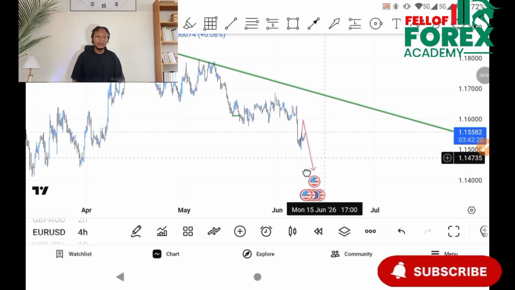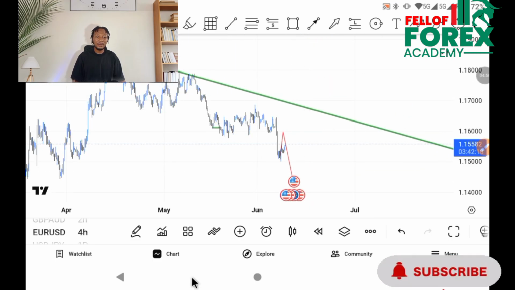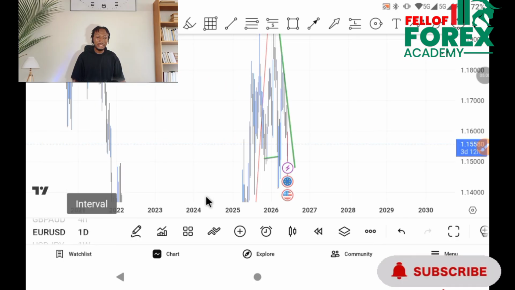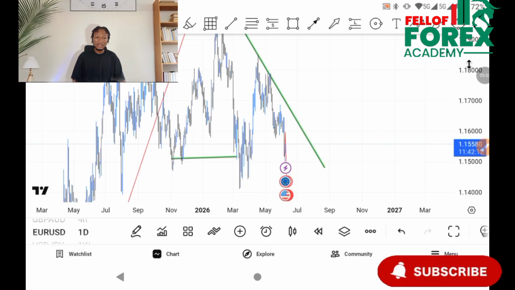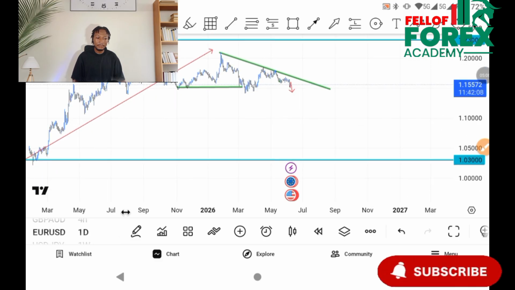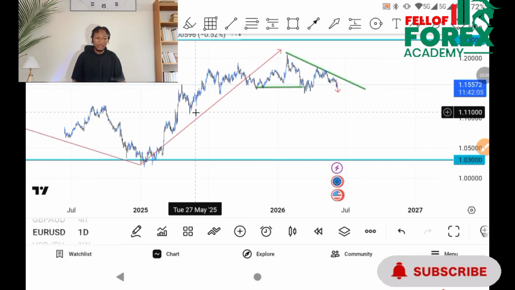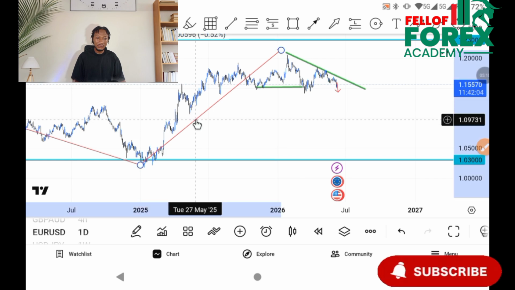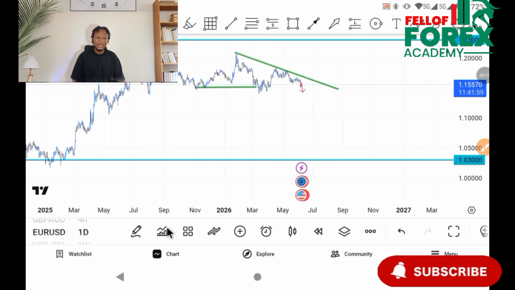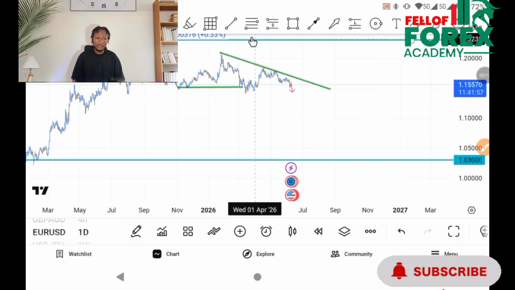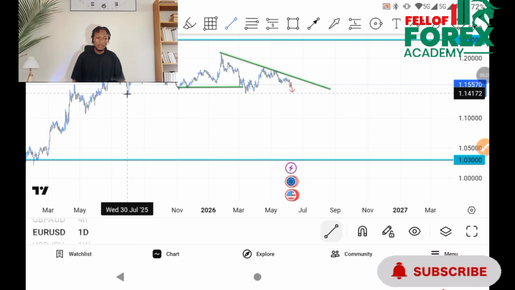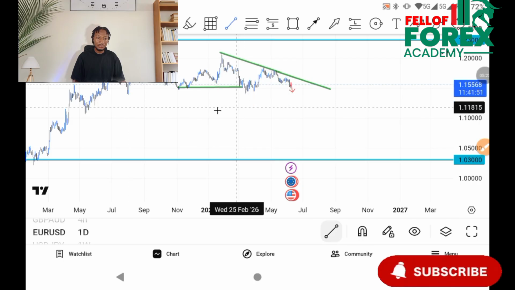You see, we are creating lower highs and lower lows. We had this trend line on the 4 hours yesterday. Let's go to the daily to see if we can have another trend line. So let me take this off. Okay, let's look at the immediate price action. Okay, what's happening on the immediate short term? So these are equal lows.